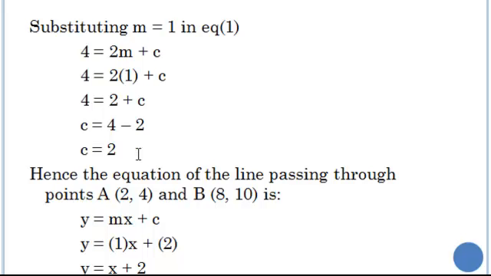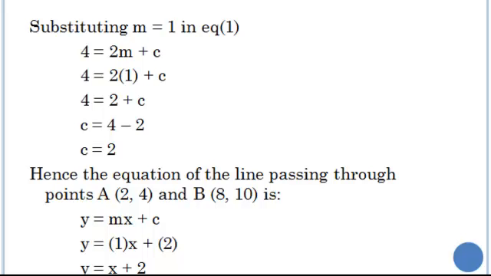So the next step is to substitute the value for m and the value for c in the equation of the line. And that will give us the equation of the line for which the points A (2, 4) and B (8, 10) were given. So we'll go back to the equation of a line, y = mx + c. We substitute 1 for m, and where we have the c, we substitute 2. So the equation of the line is y = x + 2.